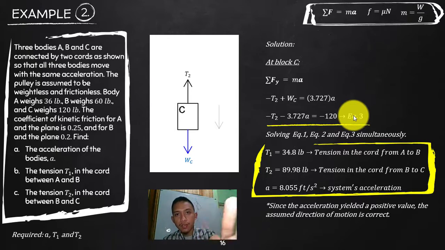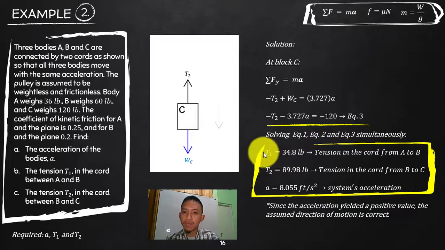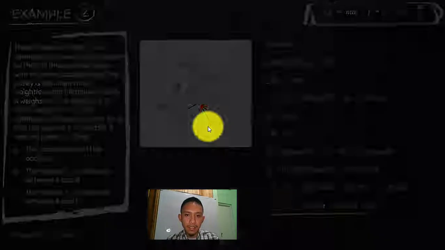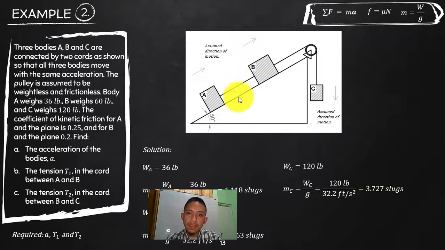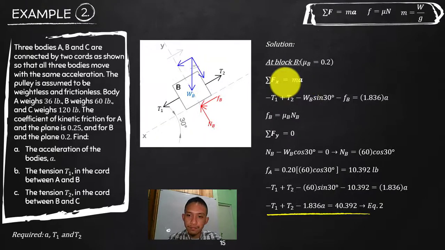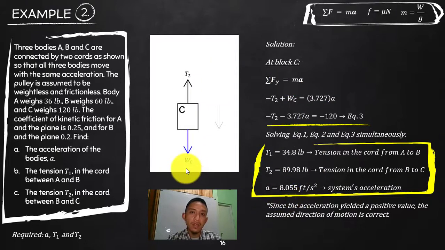So algebra again, by substitution, by elimination, whatever process you will be using, solve simultaneously, you will end up with T1, T2, and A to be these values. T sub 1 is 34.8 pound and T sub 2 is 89.98. So what can you say? It is true. Why? As I've explained a while ago, going to the total system, the tension here is less because that is just holding the weight of A. And the tension here should be greater because that is holding your A and B, which is true in our values. It is positive since that is tension. Okay, no problem. How about our acceleration? Acceleration is positive, therefore our direction is correct. So that is our answer.